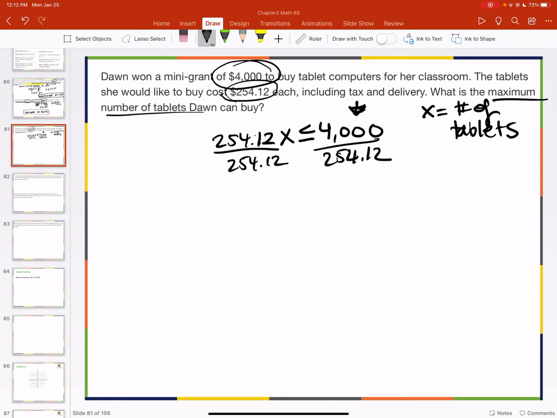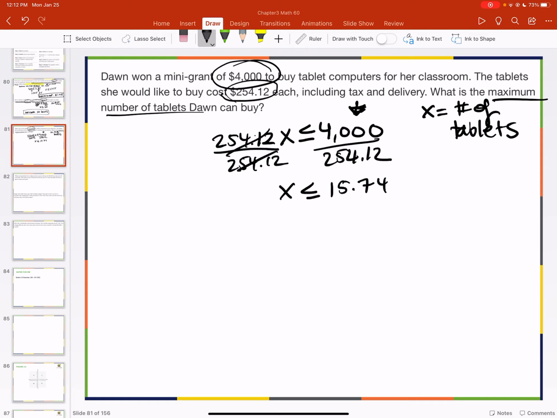And you get 254.12, and that's 1574. And so the number of tablets has to be less than or equal to 15.74. I mean tablets. Why did I say boxes? Tablets, right? But you can't have 74 hundredths of a tablet, right?